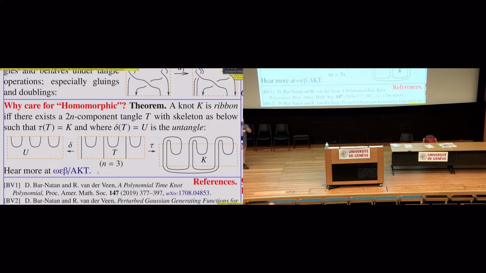But I just want to say there is a reason why I care about homomorphic invariants. They can be useful. What is the smallest non-ribbon knot? The trefoil. And the smallest ribbon knot is, I think, 6_1 of the prime knots.